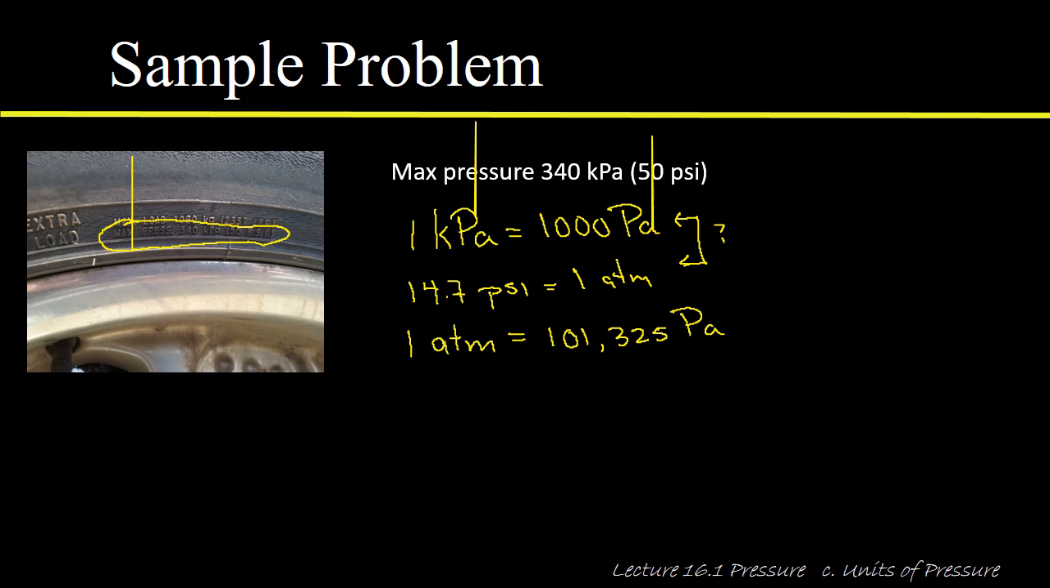All right, so we'll do our dimensional analysis. Start with 340 kilopascal. Okay. Use a conversion unit to change kilopascals into pascals. We want kilopascals to cancel, so we'll put that in the bottom. 1 kilopascal in the bottom is 1,000 pascals. Okay. And then we want to go from pascals to atmospheres.